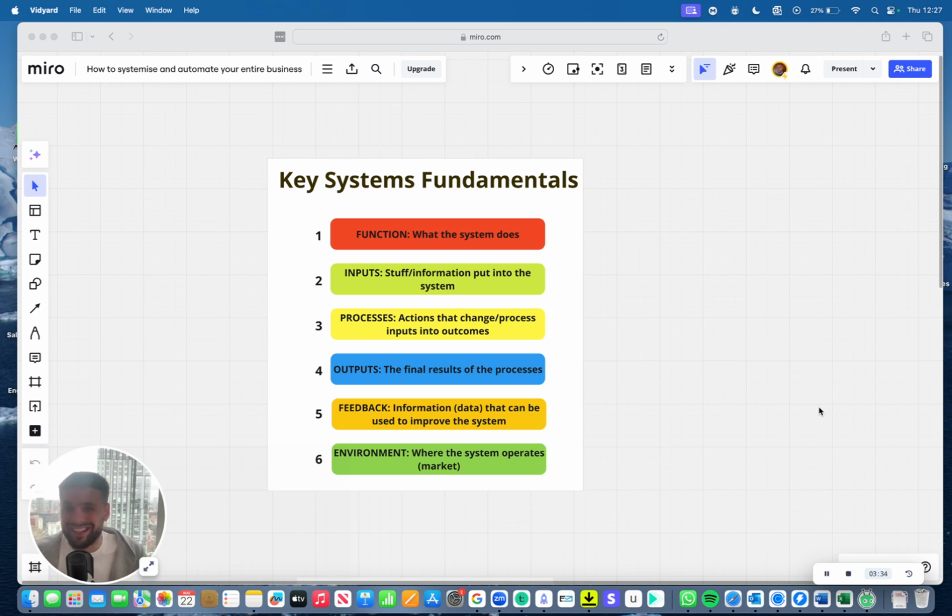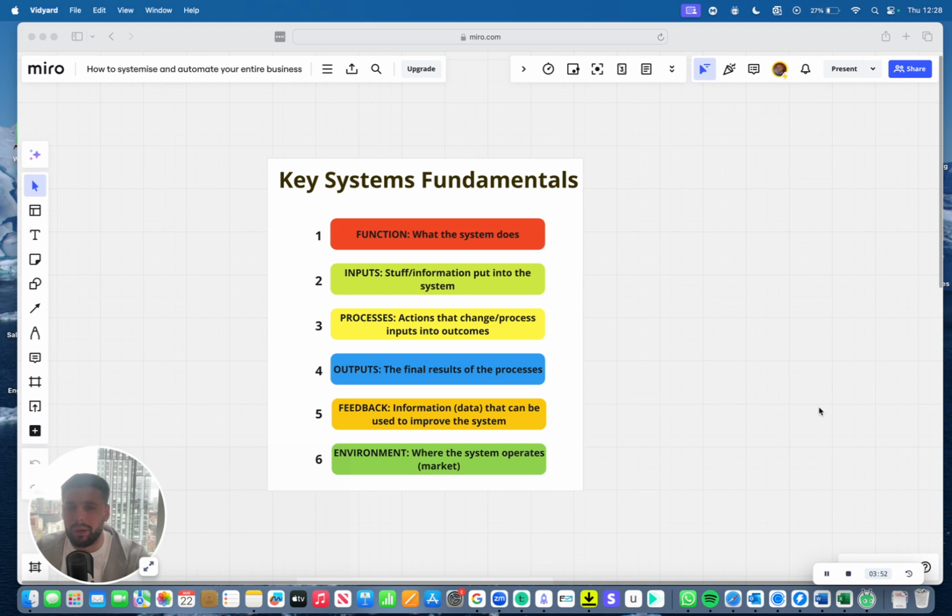Environment. Okay. So this is where the system operates. In other words, this is your market or your niche. Okay. So let's say you're a realtor. Okay. You're in the real estate niche. So your system operates within the real estate market, the niche, okay?